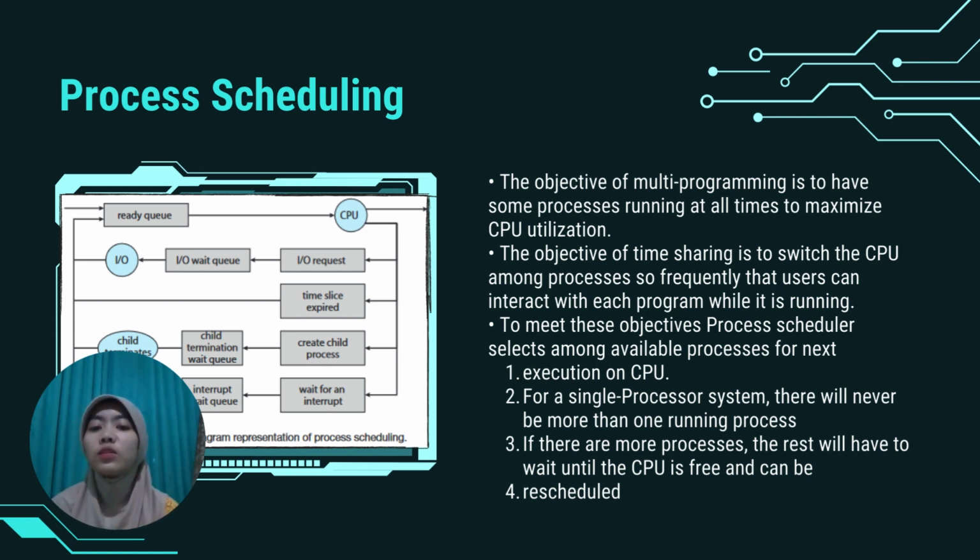In a single processor system, only one process runs at a time, but the CPU switches between processes so rapidly that it appears as if they are running concurrently. The process scheduler selects the next process based on predefined criteria such as priority or completion time.